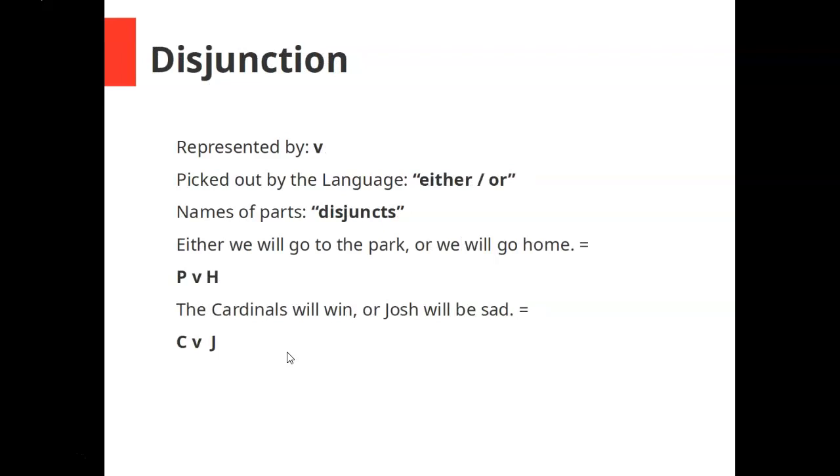Disjunction. Second symbol here, or second operator, is represented by the little v here, and that means either or. The parts of a disjunction are the disjuncts. And if I wanted to represent the sentence, either we will go to the park or we will go home, I might represent that by P disjunction H. P and H are the disjuncts, and I sort of put them together with the disjunction symbol here, the lowercase v or the caret. P disjunction H.